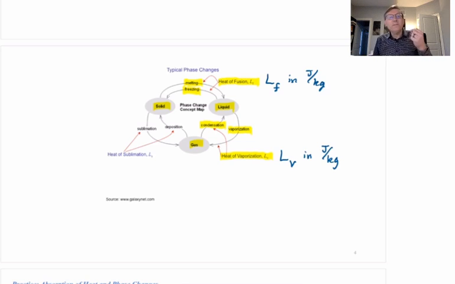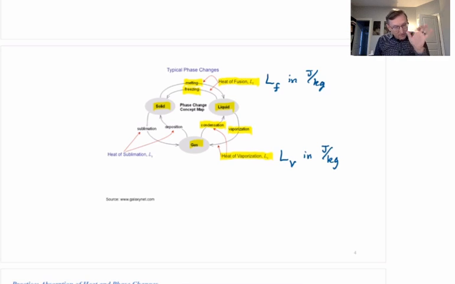Please note, for a given material, maybe you want to think about water, the heat of fusion for water, L sub F, and the heat of vaporization for water, L sub V, are not the same. Why is that? Because it takes different amounts of energy to undergo the fusion phase change than the vaporization phase change because of how the molecular arrangements are different in the various phases.